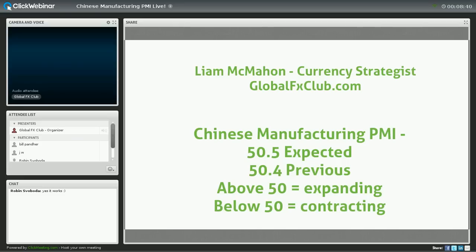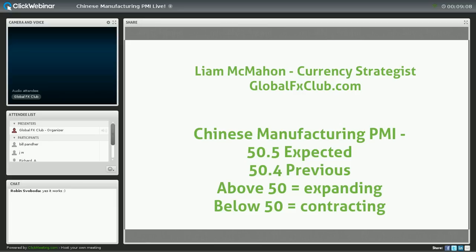I have the numbers that we're looking for up on the screen. Looking for 50.5, the previous was 50.4, and generally above 50 is expanding, the economy is getting better, and below 50 it's contracting. So we're looking for basically a neutral print right now. Slightly better than the middle of 50.